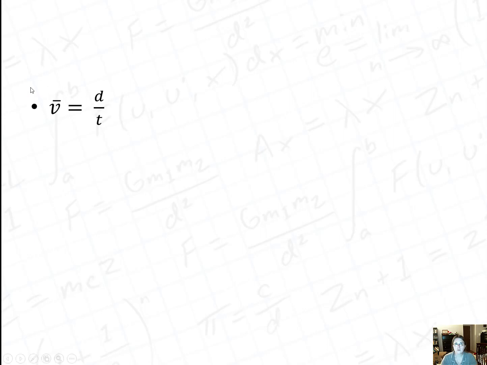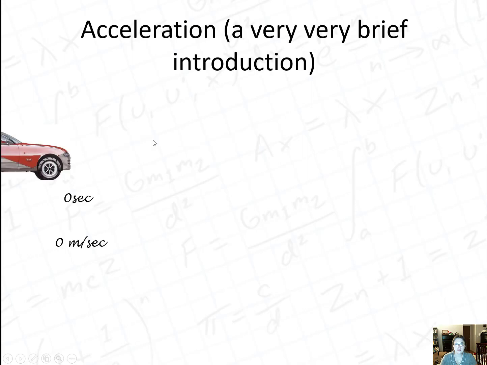We examined the equation v equals d divided by t in the last video when we looked at distance versus time graphs. This bar above the v indicates that it's the average velocity. The units are meters per second. Now we need to speak about acceleration in order to look at the next type of graph.